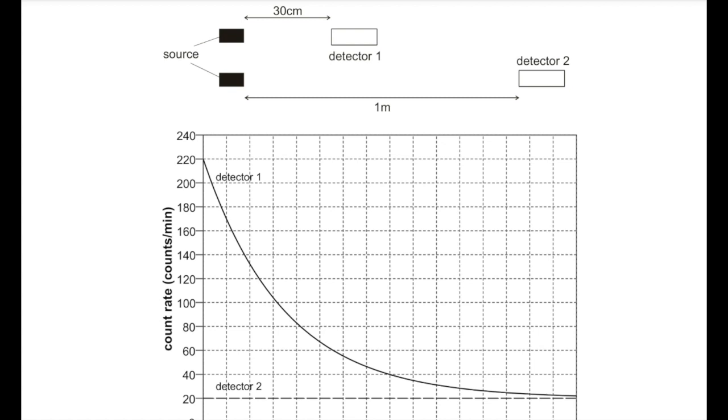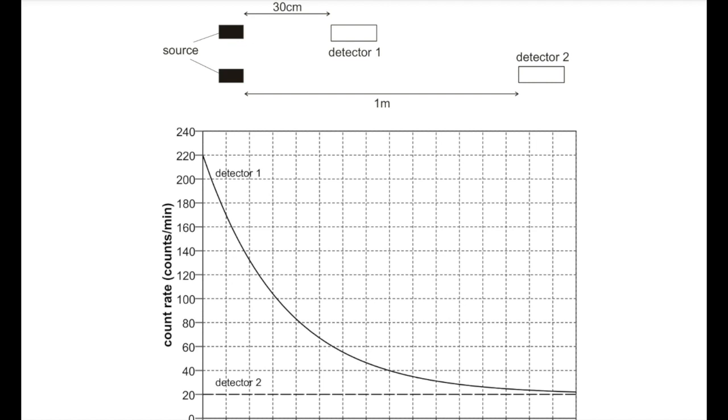Now, what is the definition of half-life? The half-life is the time taken for the radioactivity of a specific isotope to fall by half its original value. Okay, now I'm going to determine what the half-life is. The half-life is the time taken for the radioactivity of a specific isotope to fall by half its original value.